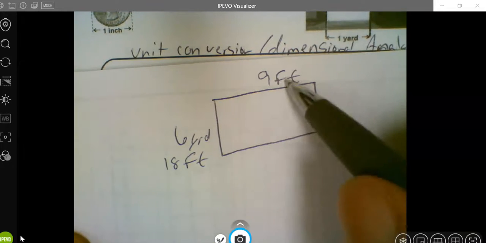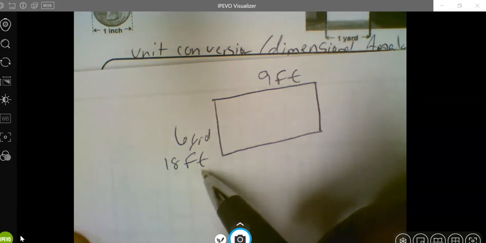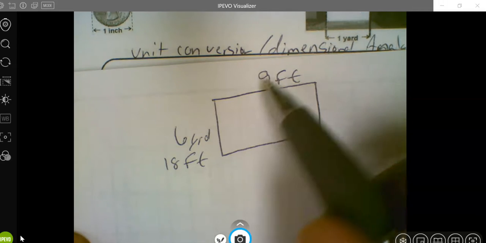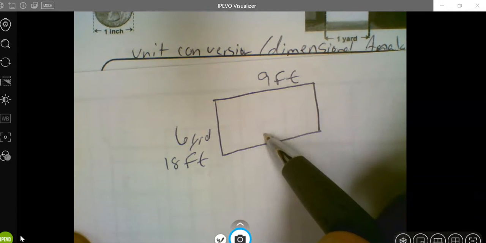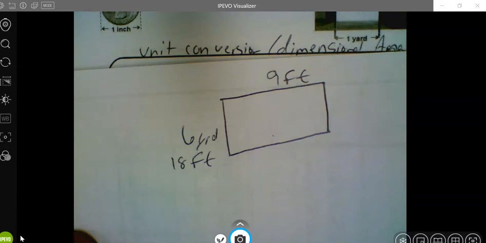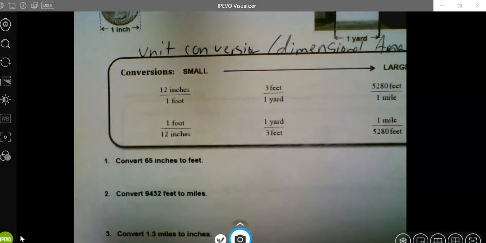So now that they're both in feet, you have them both converted to the same unit of measure. You can multiply 18 times 9 and you know the area. And that's why we have to convert them. Sometimes it's pretty easy, like yards to feet's pretty easy, but they get more complicated. So that's why we learn these formulas.